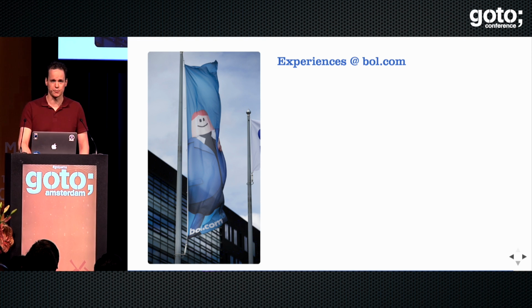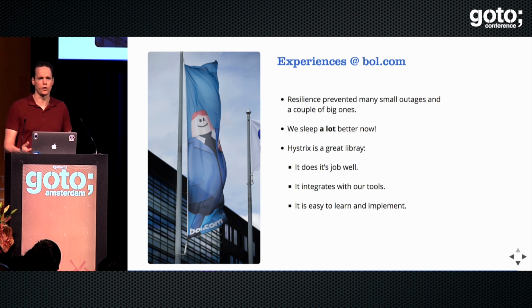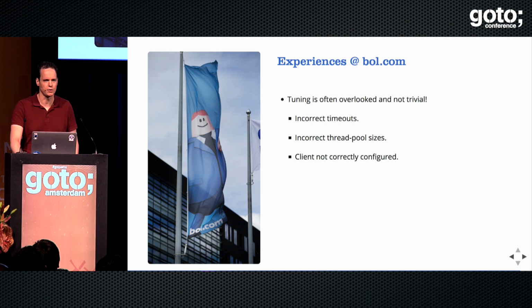So, some global experiences at Bullet.com. It already prevented a lot of small outages and a couple of big ones. And because of that, we sleep a lot better now. So it really helps. Our operations guys are really happy with this. And Hystrix in itself is a great library, although it's starting to get a little bit outdated. But in general, it does its job well. It integrates really well with our tools because it's pluggable, and it's easy to learn and implement. However, tuning is often overlooked by our teams, and it's not trivial. So we often see incorrect timeout settings or thread pool sizes that are too big, and the client is also often forgotten. So those are things to watch out for.